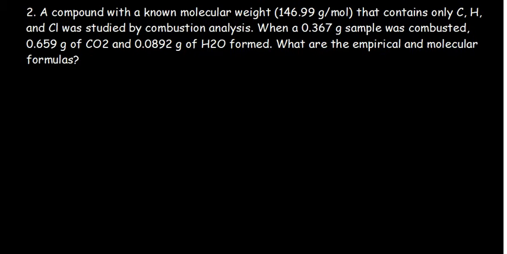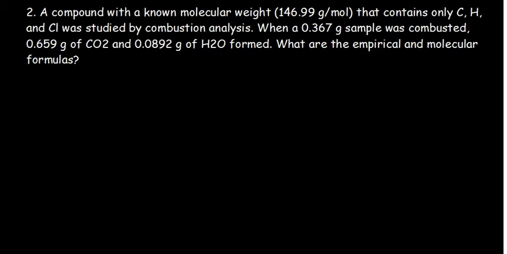Okay, so question 2 says a compound with a known molecular weight, which is the molar mass, given in the brackets, that contains carbon, hydrogen, and chlorine was studied by combustion analysis. When a 0.367 gram sample was combusted, 0.659 grams of carbon dioxide and 0.0892 grams of water formed. What are the empirical and molecular formulas of the compound?